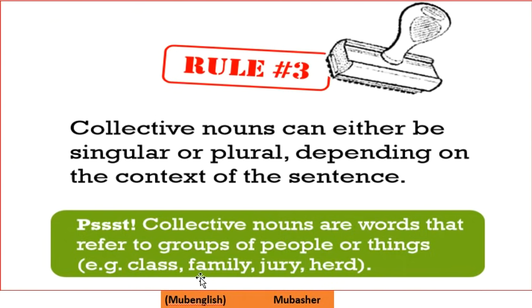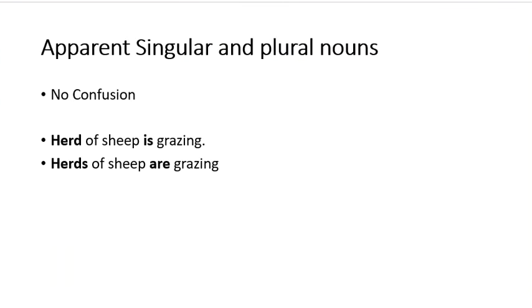So class, family. So it depends sometimes upon the context. Usually while we are using these collective nouns as singular, they take a singular verb. While we are using them as plural, they take a plural verb. But sometimes a collective noun, how do we visualize it? Okay, let's have a look at this one.